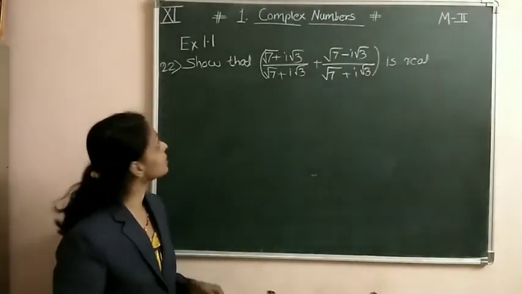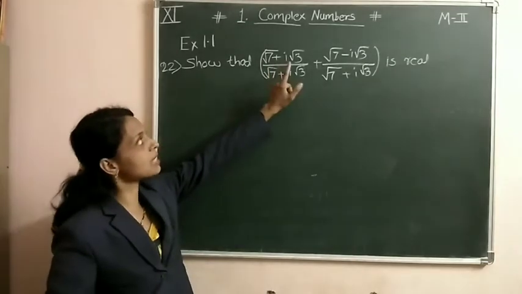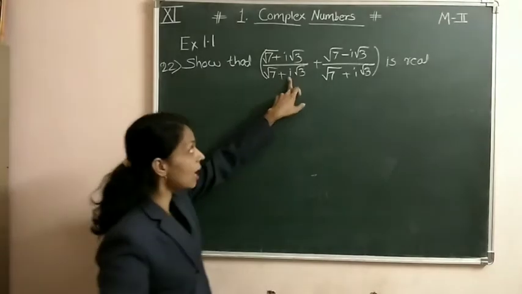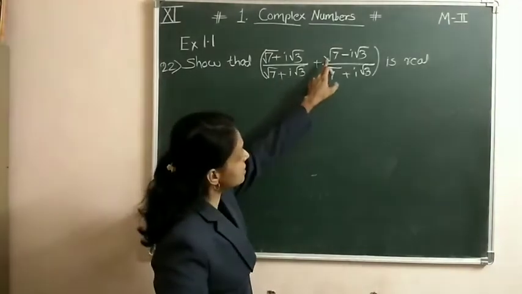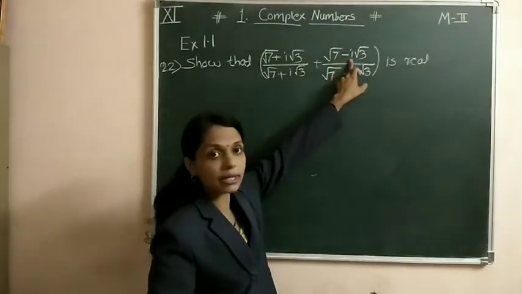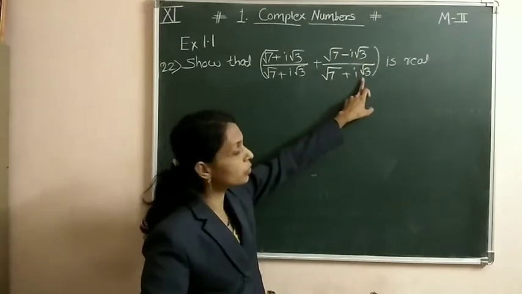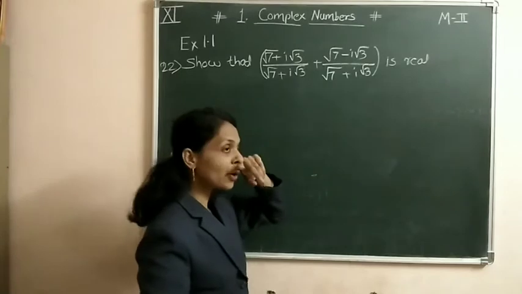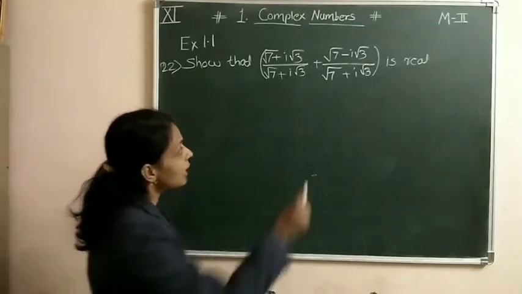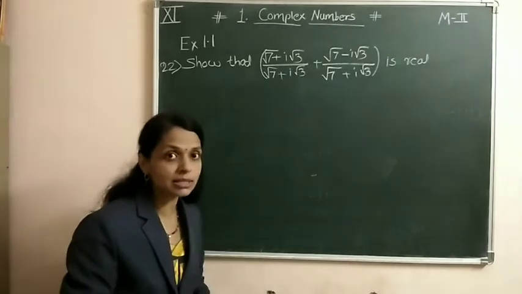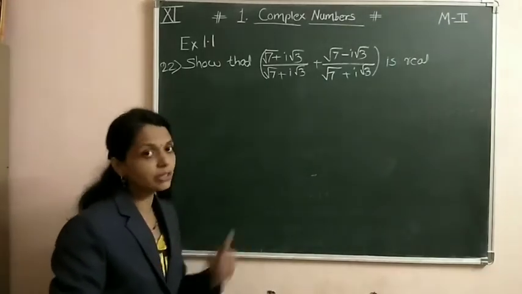Second: show that (root 7 + i root 3)/(root 7 - i root 3) + (root 7 - i root 3)/(root 7 + i root 3). These are two complex numbers given, and after solving, even though it looks like a complex number, you have to show that it is a real number.